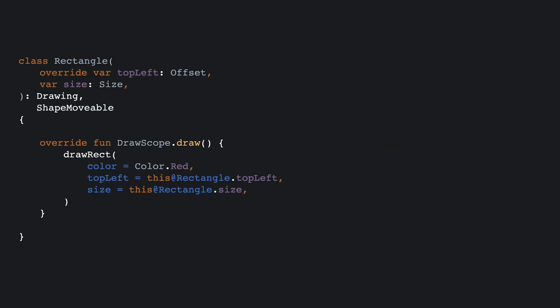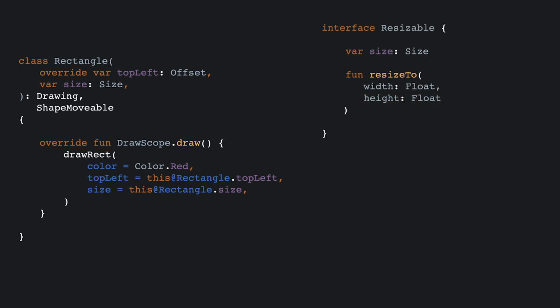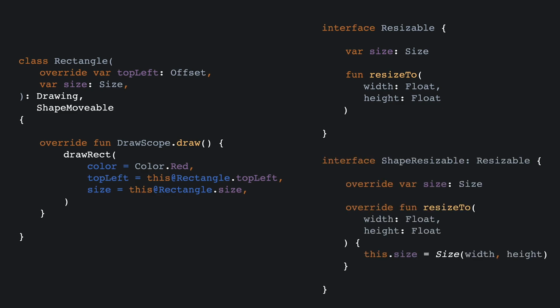Now let's say that we want to add a new behavior to our rectangle and we want to make it resizable so the user can change the size of a rectangle. So we will do the same thing as the movable. So we are going to add a new interface, let's call it resizable, and it's going to have a size and a resize to method. Then we can create a shape resizable interface that just sets the new size to the size variable.